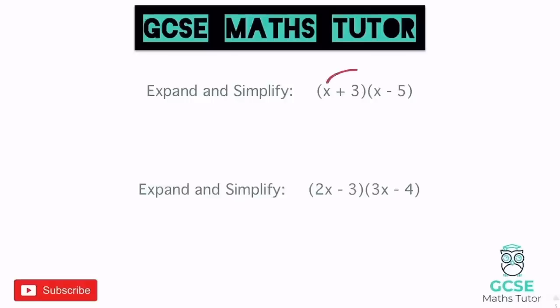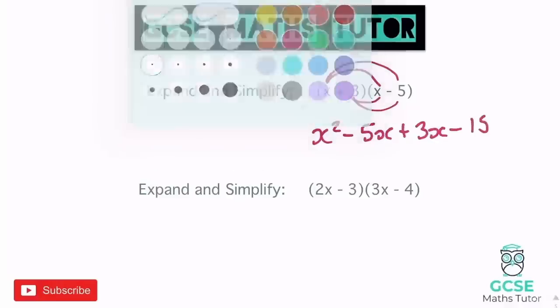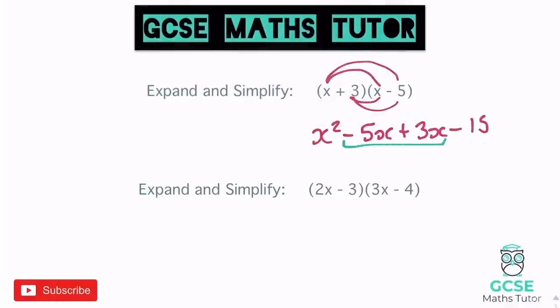So x times x gives us x squared, x times negative 5 gives us negative 5x, 3 times x is positive 3x, and then positive 3 times negative 5 is negative 15. And then again we just need to tidy this up because we've got these two x pieces in the middle. So we've got x squared still at the start, but we've got negative 5x add 3x, which in total is negative 2x, negative 5 add 3, and then we've got the negative 15 at the end.